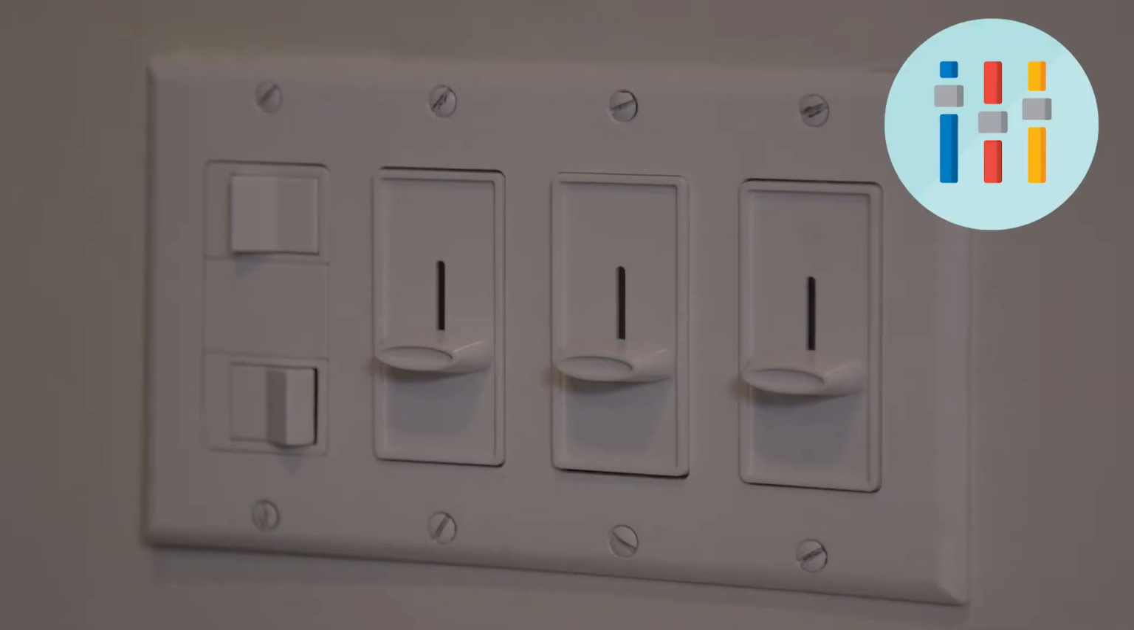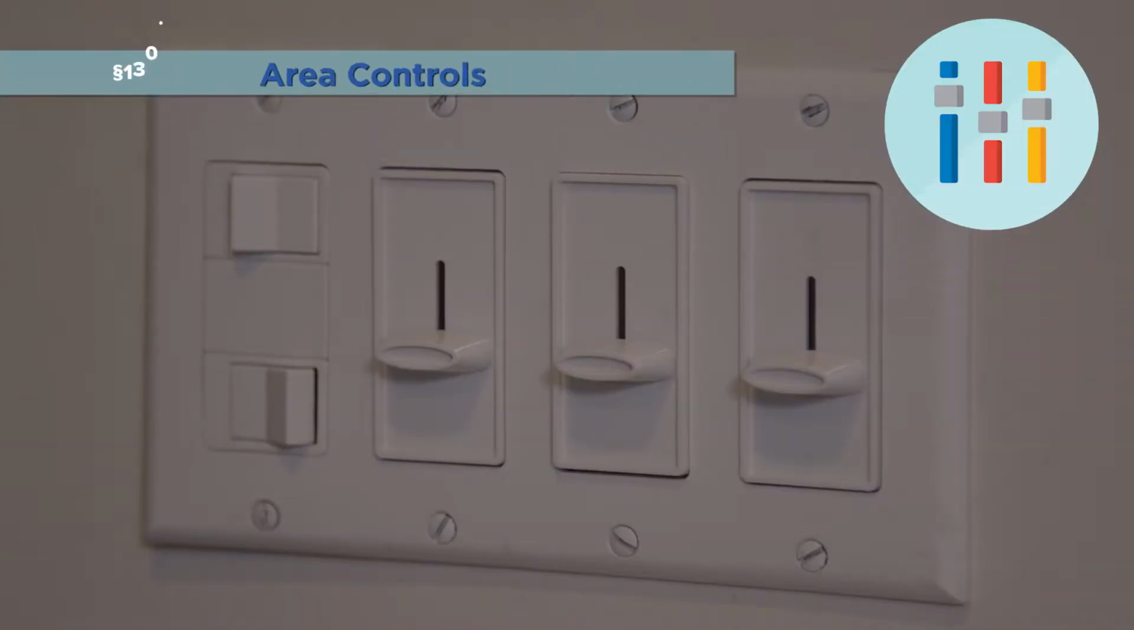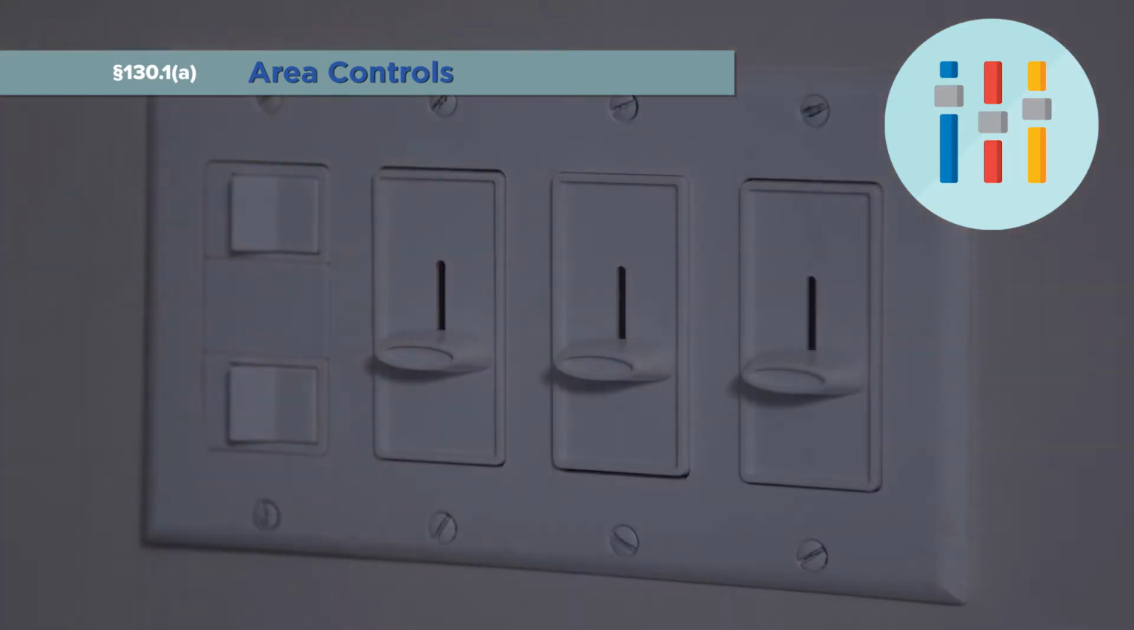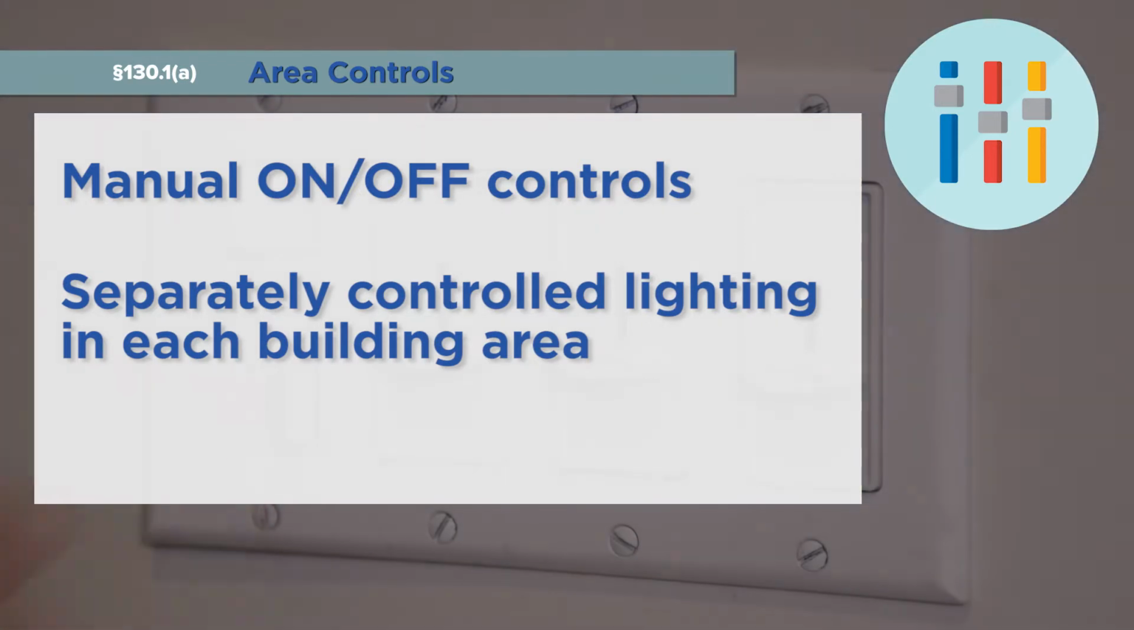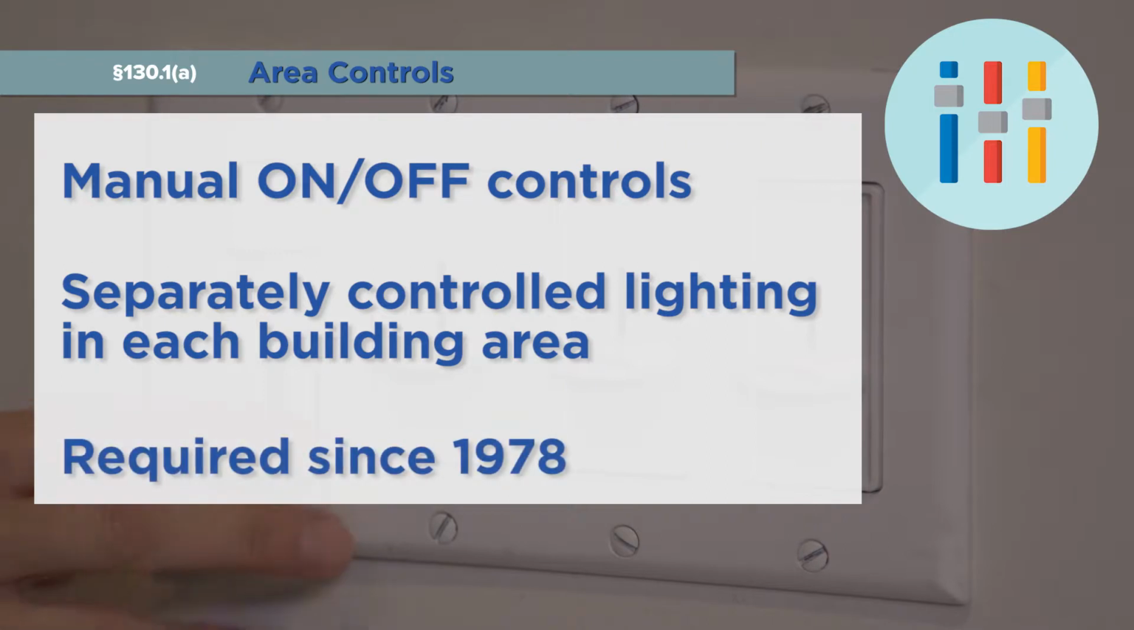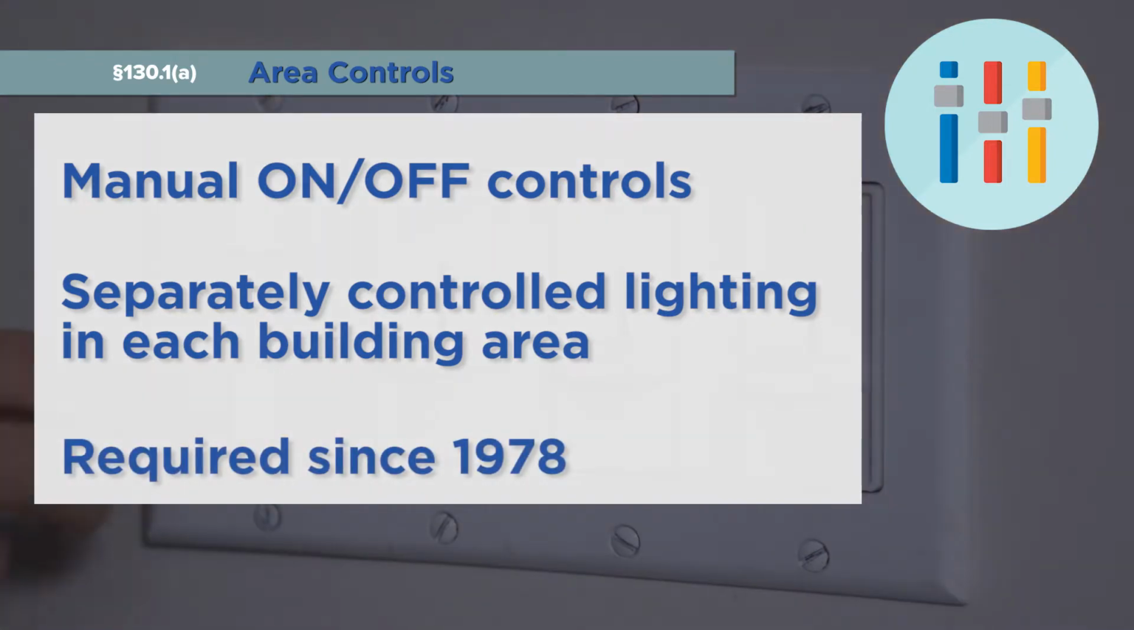The first type of mandatory lighting controls are area controls. Those are manual on-off controls that separately control lighting in each area. An area is any space enclosed by ceiling height partitions or walls. These controls form the primary layer of any lighting control system. Area controls have been required under the energy standards since their inception in 1978.